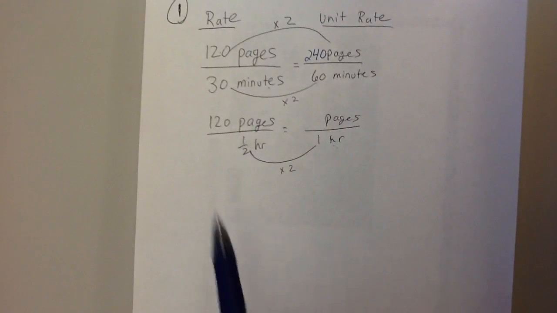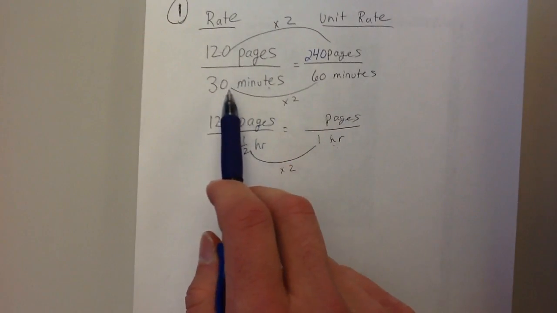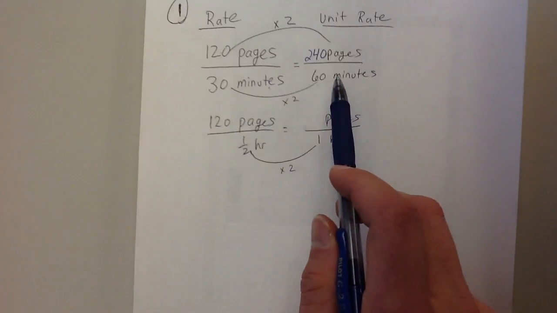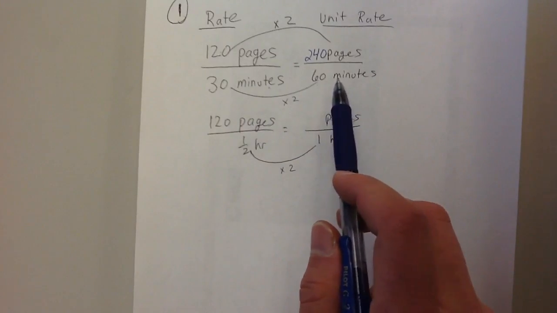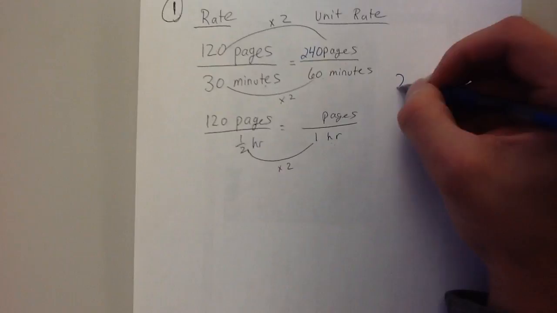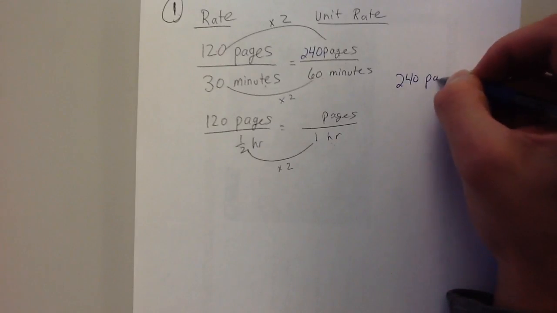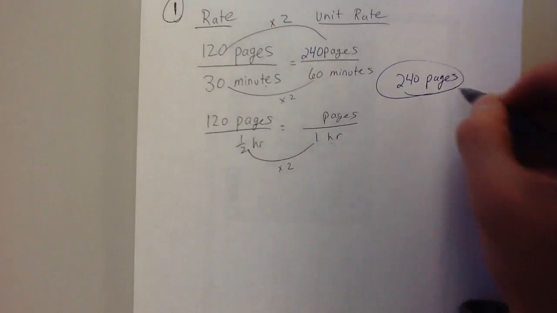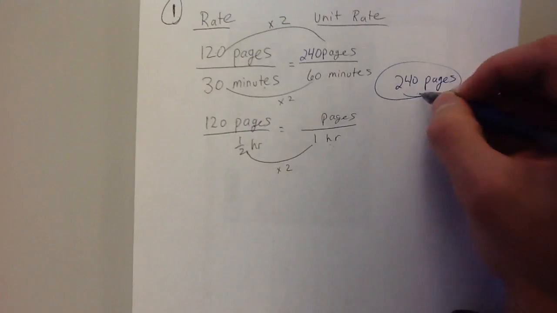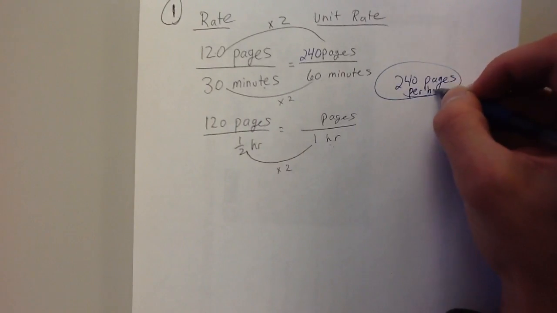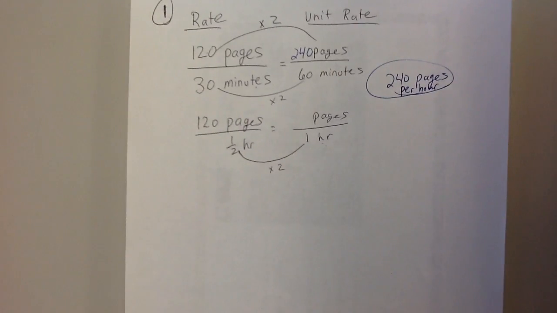Okay, so if the student reads 120 pages in a half an hour or 30 minutes, that means they're going to read 240 pages in 60 minutes or 1 hour. So my final answer is 240 pages per hour. That's the unit rate.